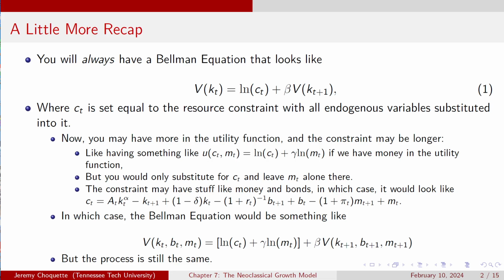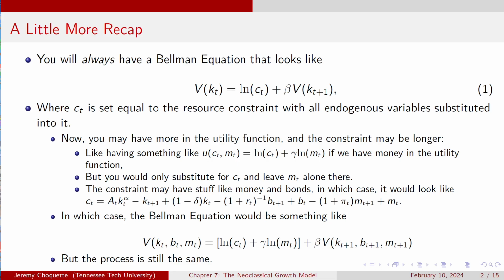Okay, a little bit of recap here. You get your problem, right? You get your U of c_t and your constraint and all that stuff. You're always going to have a Bellman equation that looks something like what you see in equation 1: V of k_t equals the natural log of c_t plus beta times V of k_{t+1}. And then c_t is going to be set equal to that resource constraint with all the endogenous variables substituted into it. Now, you could have more in the utility function.